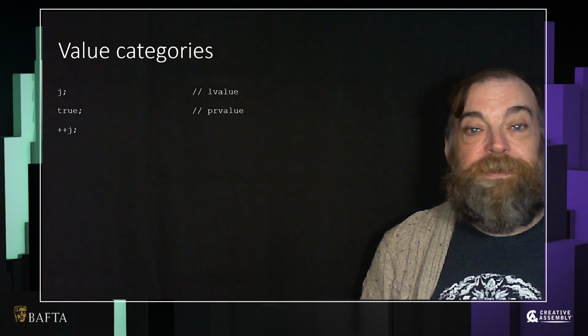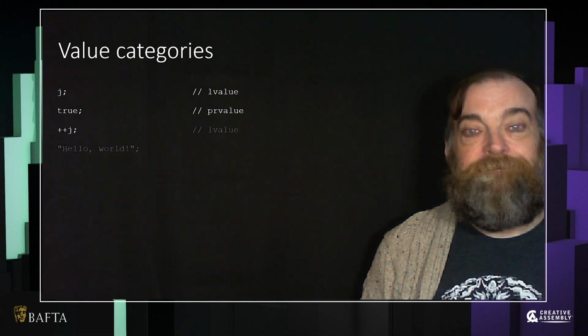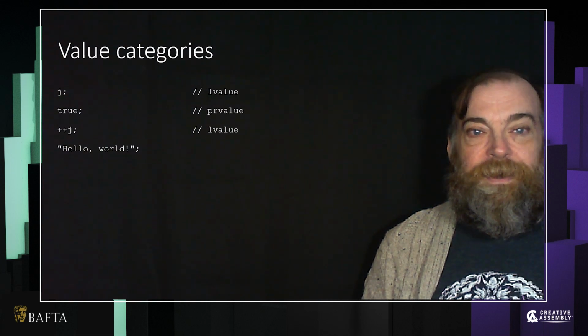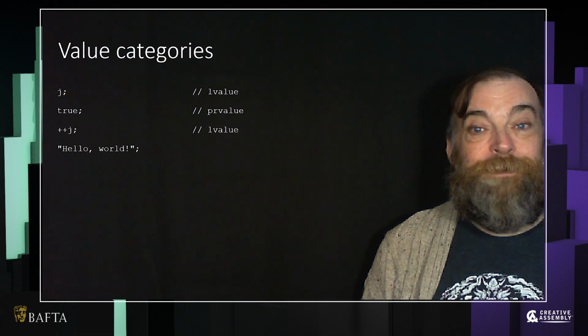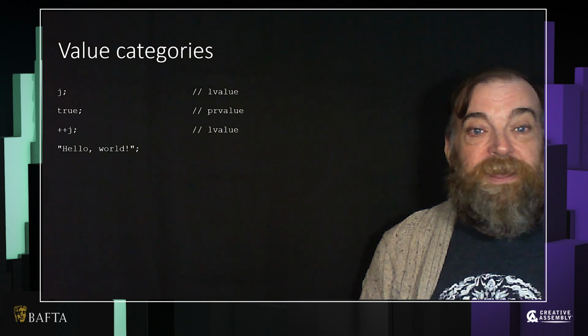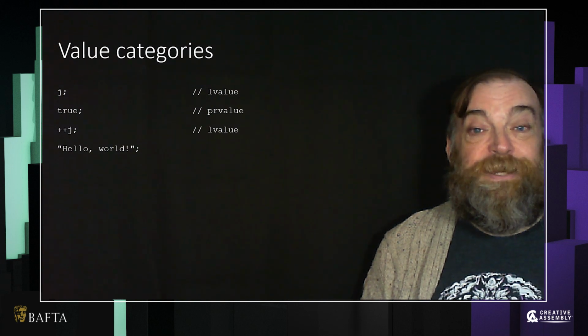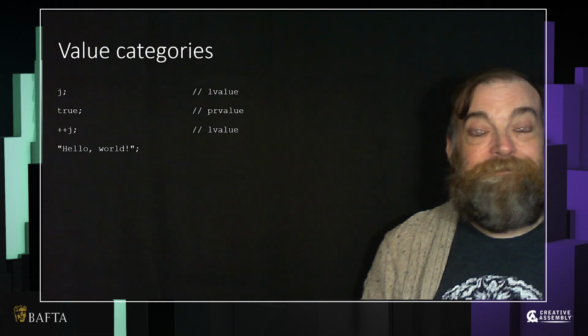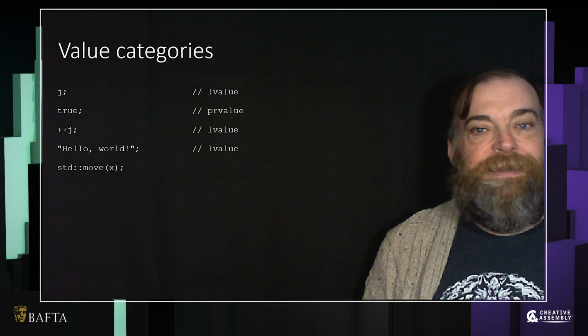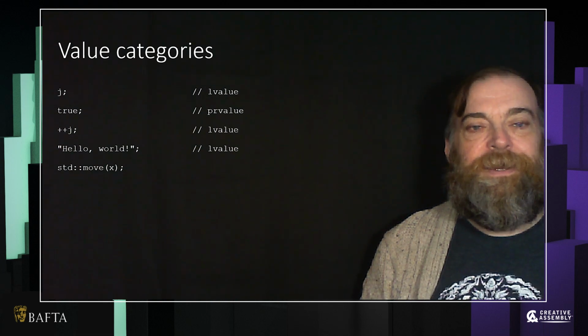What's the value category of ++j, pre-increment j? It's an L-value. Evaluating it gives you j after some modification. It has identity, it can't be moved from. Now, what's the value category of the string literal "hello world"? It's an L-value, it can't be moved from. Its identity is the pointer to the memory containing that string.